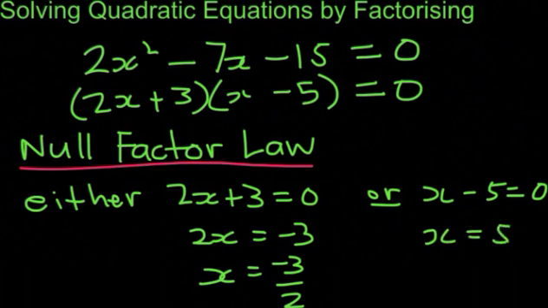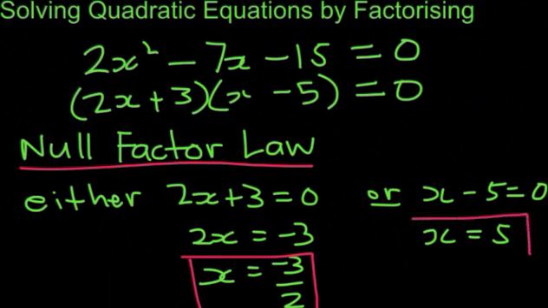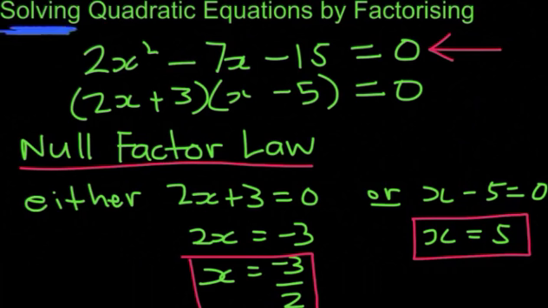So by applying the null factor law, we've actually found the two values of x, that is x = -3/2 and x = 5, that will make this initial quadratic equation true. That is, 2x² - 7x - 15 = 0. So we will have solved the quadratic equations by factorising.